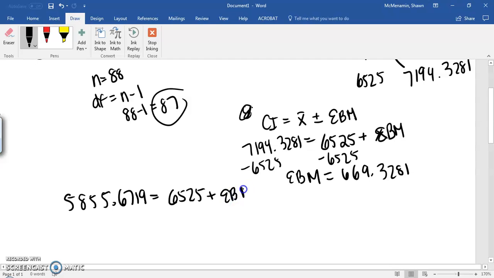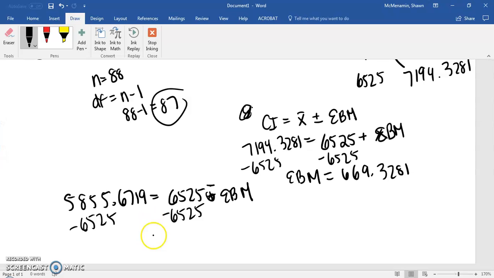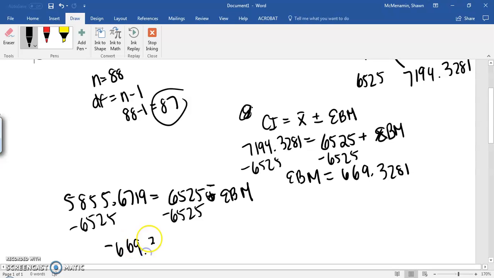Plus EBM. So to solve for your EBM, you're going to, or minus, right? One is plus and one is minus. You're going to subtract 65.25 from both sides. So you get 5855.6719 minus 65.25 gives you negative 669.3281 equals your negative EBM. Divide both sides by negative 1, so EBM is 669.3281, which is the same thing we got here. So you plus and minus by the same amount to get your lower bound and your upper bound.